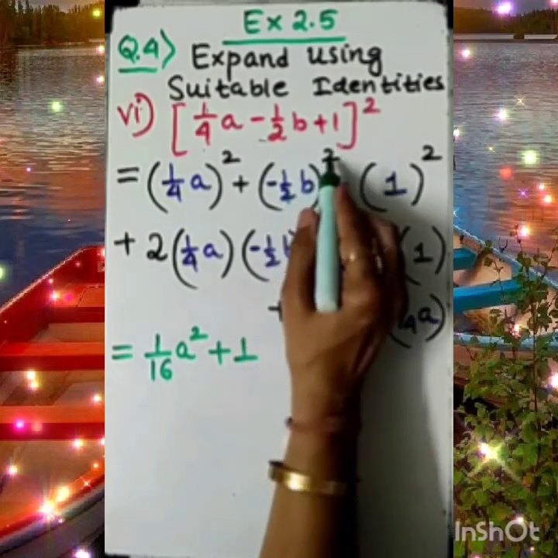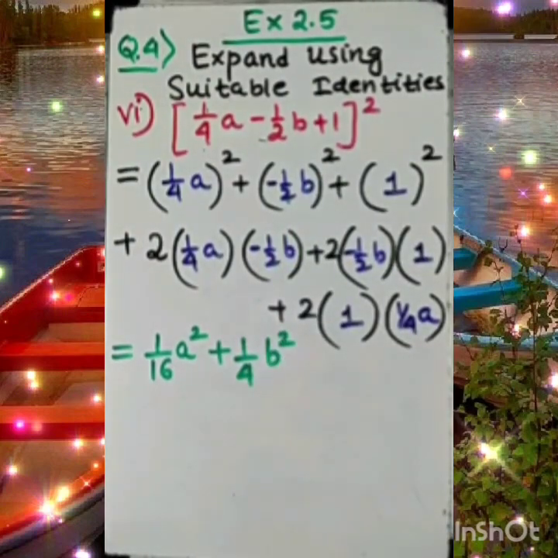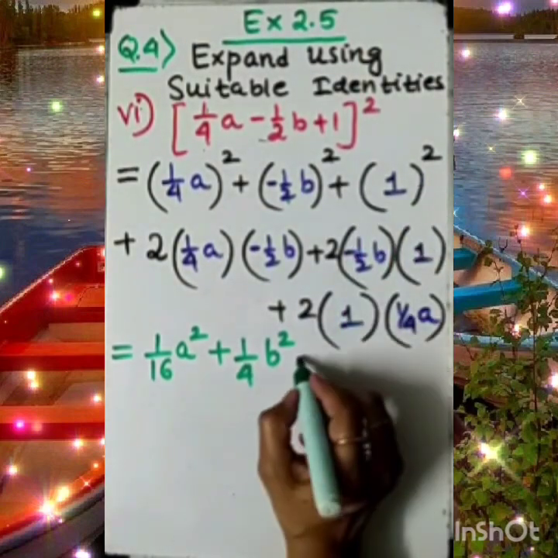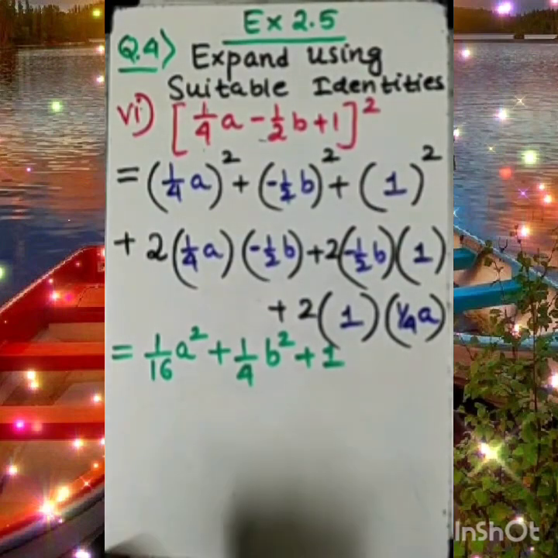What about 2 square? That is 4. 2 square is 4 and the square of b is b square here. And what about the last term square? The square of 1 is always 1. Fine? Plus.